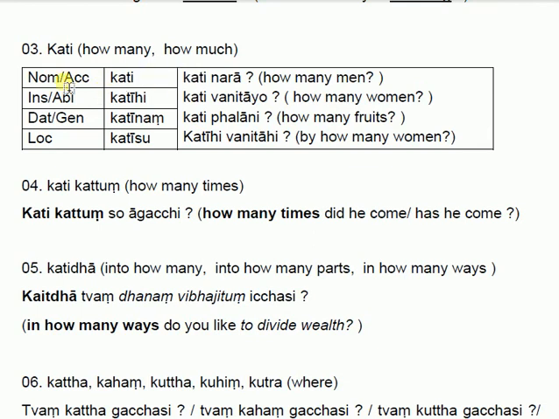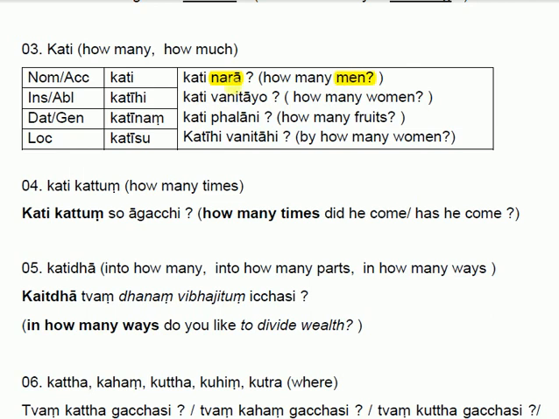See, there are cases. This kati must be declined with respect to its cases. Kati, nominative and accusative; katihi, instrumental and ablative; katinang, dative and genitive; katisu, locative. Right, here an example. Kati nara. Nara means plural. You know, naro means man, person. So nara means men.